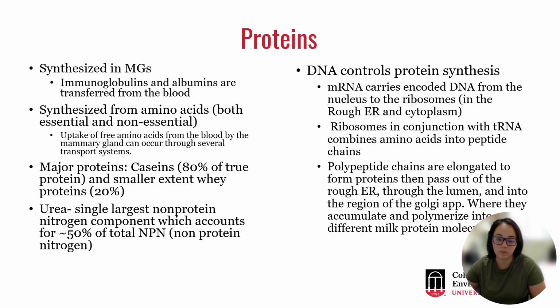So DNA controls protein synthesis, or rather, here are some of the steps that show how DNA plays a part in protein synthesis. The messenger RNA carries encoded DNA from the nucleus to the ribosomes. Those ribosomes are in the rough endoplasmic reticulum and the cytoplasm. The ribosomes, in conjunction with the transfer RNA, combine those amino acids into peptide chains.